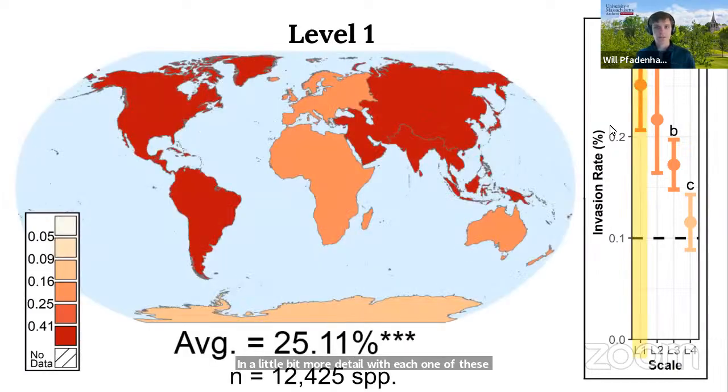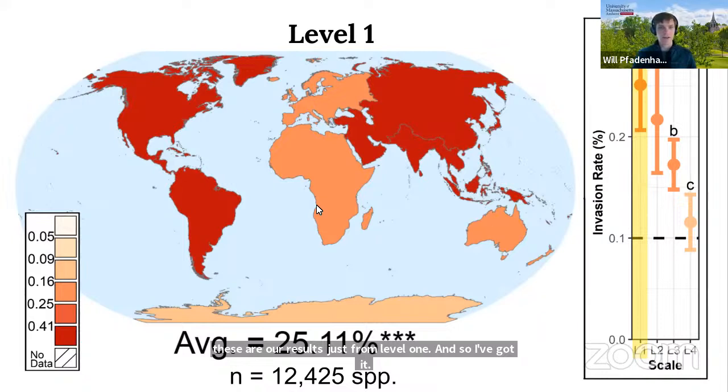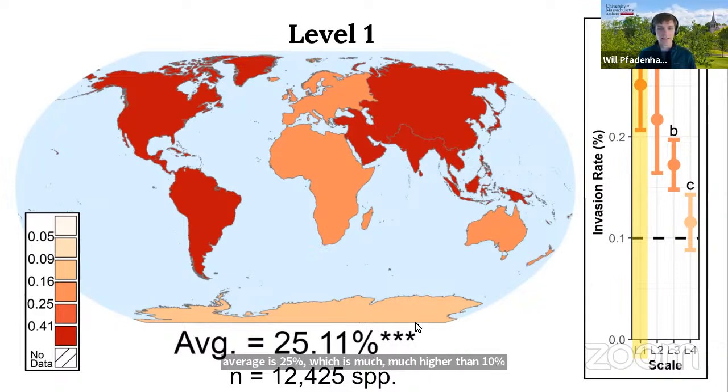So these are our results just from level 1. And so I've got it kind of highlighted here. We'll kind of work our way through this graph. You can't see a whole lot of spatial patterns when we're this far zoomed out, but the big takeaway from this level is that the average is 25%, which is much, much higher than 10%. These 3 little asterisks mean that that percentage is statistically significant when compared to 10%. So 25%, a lot bigger than 10%, and this is using 12,000 species at this scale. So some good evidence that the tens rule is maybe not as good of an estimate as we would have hoped.